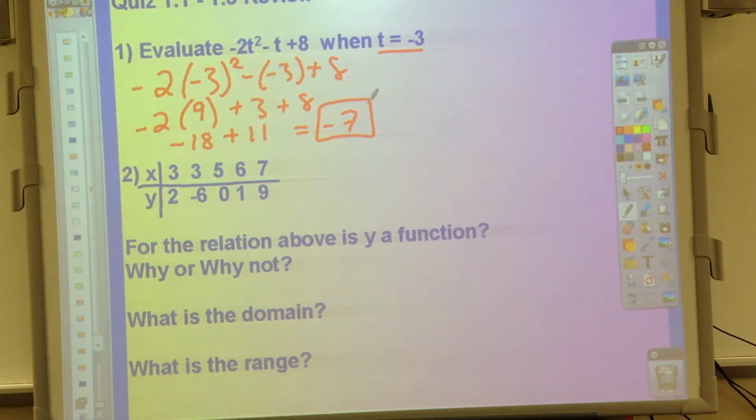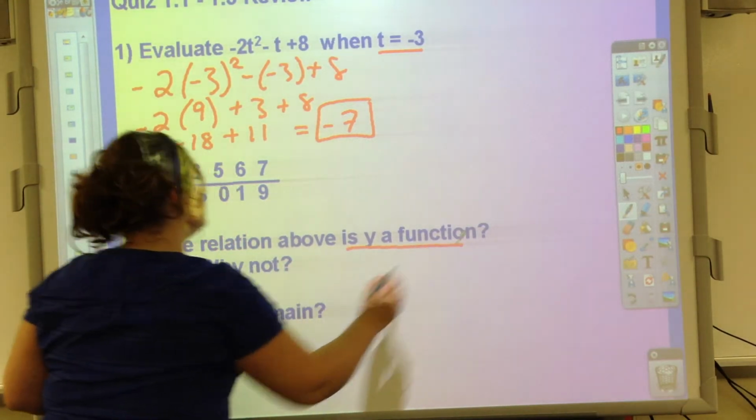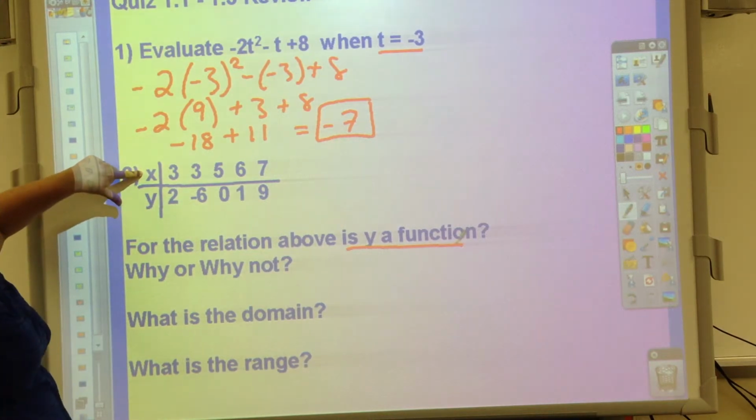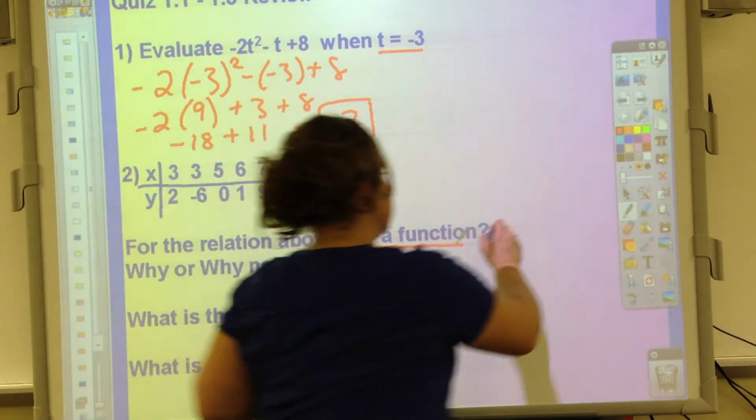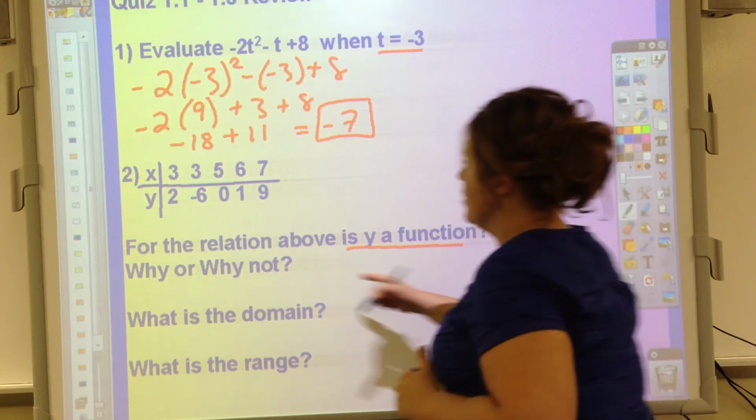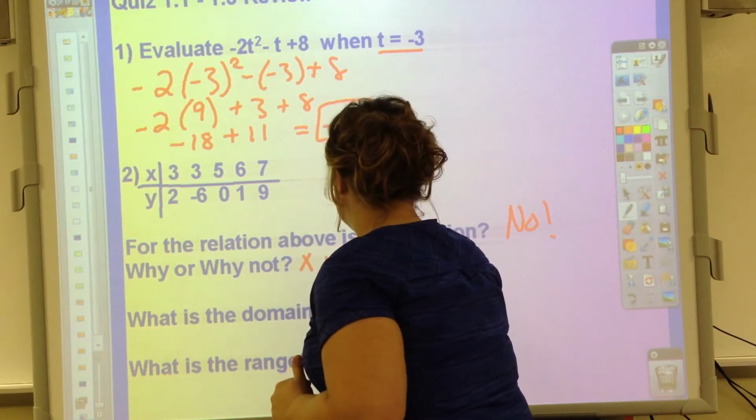For number 2, is the relation above, is y a function? Remember, for y to be a function, x can't repeat. Does x repeat? Yes. So my answer is no. And my reason is x repeats.